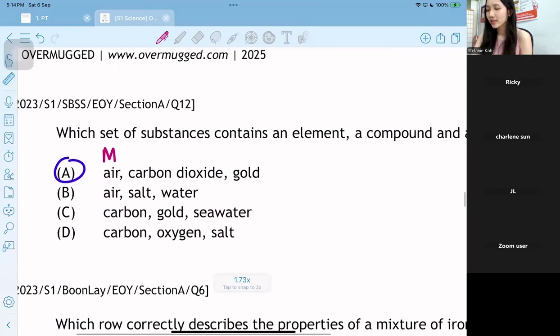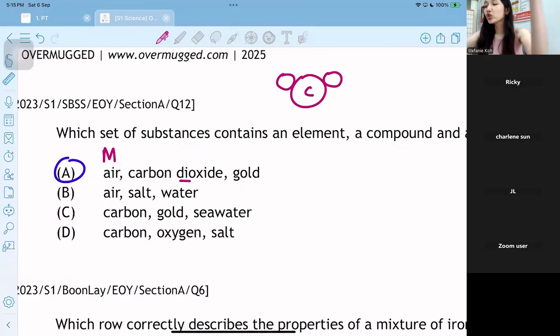What about carbon dioxide? Carbon dioxide, di means two. Two oxygen joined together. So it looks like this: one carbon with two oxygen, like the Mickey Mouse ears. When you have two joined together with a carbon, this makes it a compound. Two different types, chemically combined. And gold by itself is just an element. It exists in the periodic table by itself.